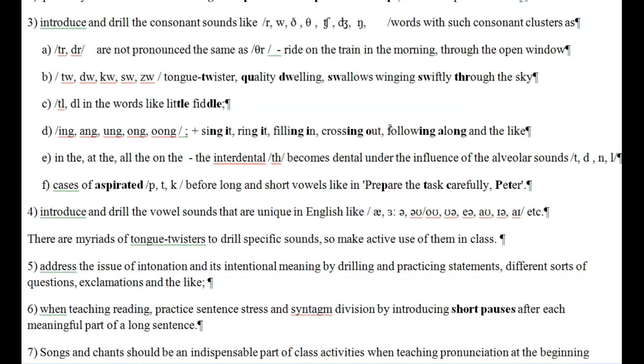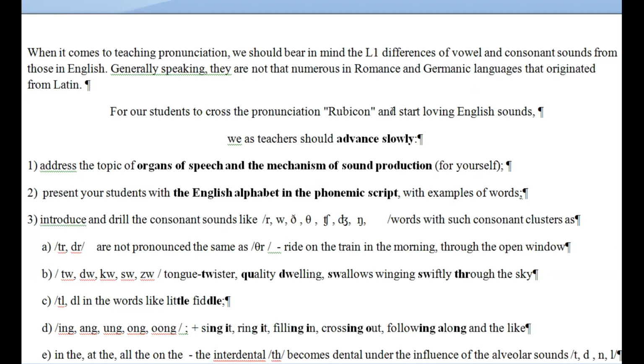Now, when it comes to teaching pronunciation, you should bear in mind that there is a difference between the first language's sound system and the consonant and vowel sounds of the English language. Generally speaking, they're not that numerous in Romance and Germanic languages that originated from Latin. So for our students to cross the pronunciation Rubicon and start loving English sounds, we as teachers should advance slowly.